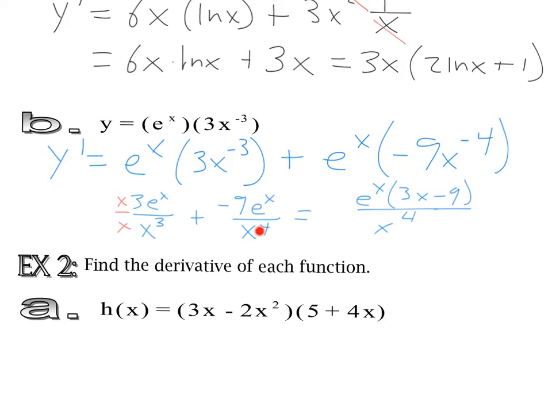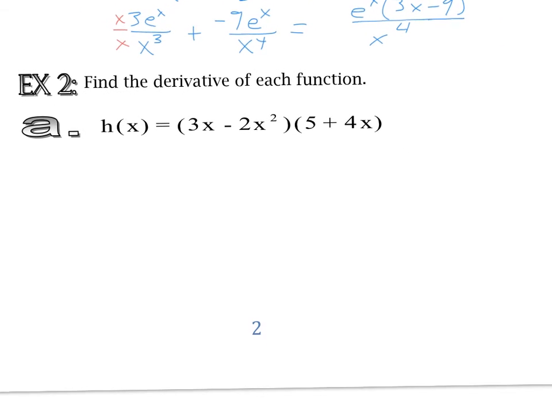Then I noticed it would be pretty easy to get common denominators, so I multiplied this one by x over x, and I got it to look like this. This may be an acceptable answer here without the x over x here, but I just want to show you how you could write it as one fraction. It's always an option. Okay, let's take a look at example 2.